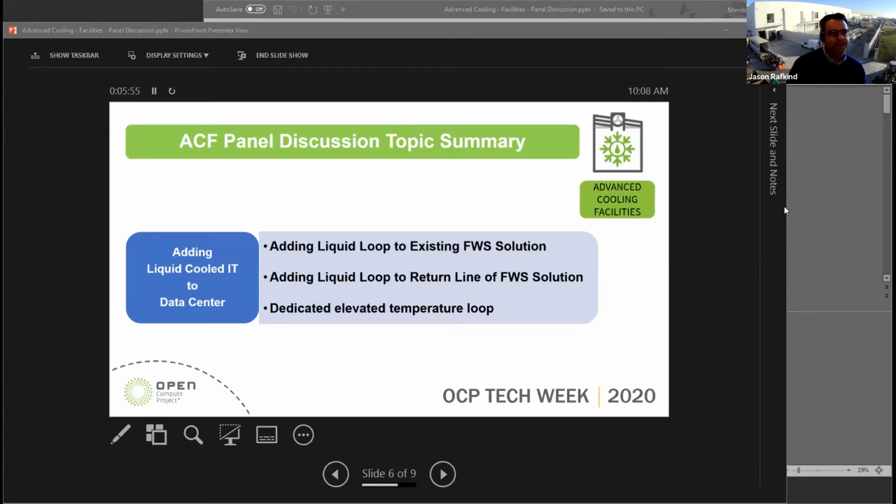And what I found was really interesting from John's previous presentation, one of the points he brought up was the return lines actually adding heat back into the air side equation in the data hall. And that's something I hadn't thought of before. So that's really good insight. Thank you, John.